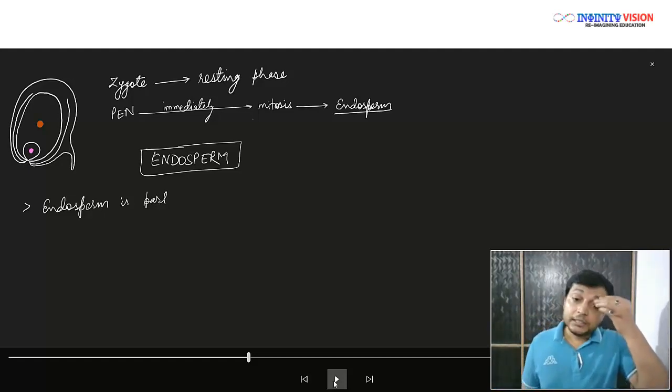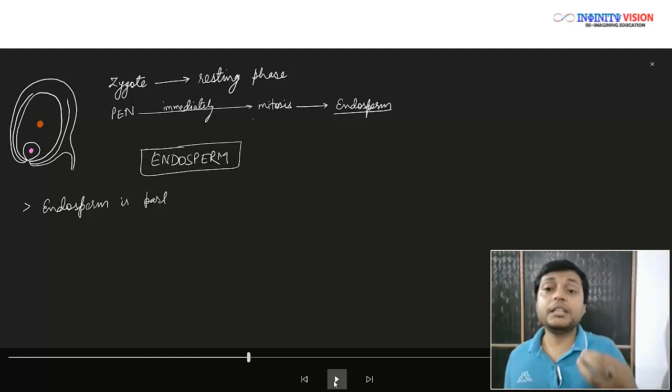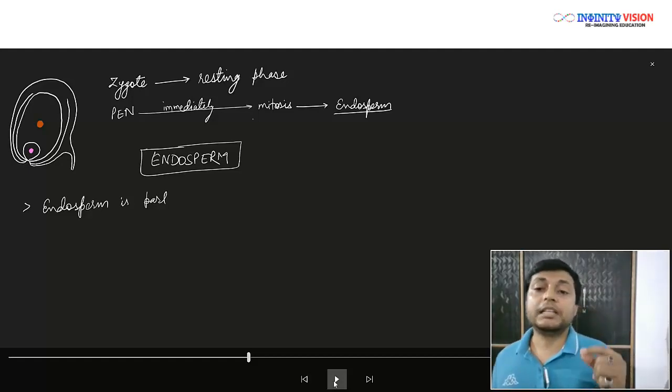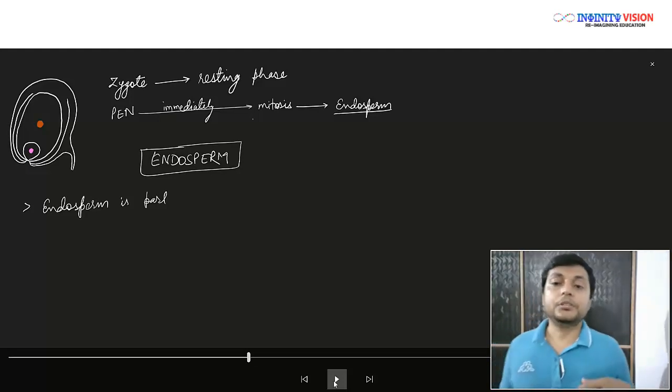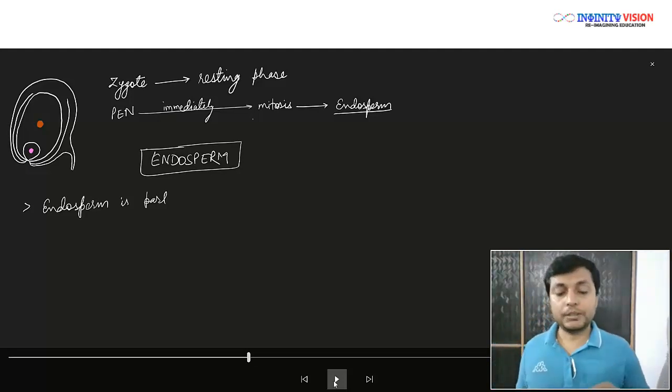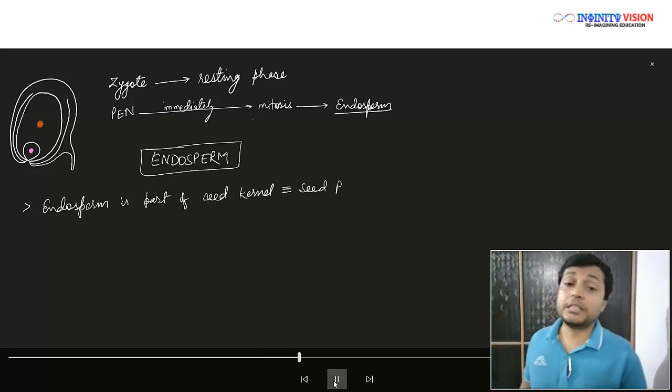Now, since endosperm is nutritious, we use it for nutrition. So whenever we are eating seeds like gram, pulses, rice, wheat, whatever we are eating, we are actually eating it for their endosperm, because this endosperm packs a lot of food, a lot of nutrition. Okay, let's see. Now, endosperm is part of the seed kernel.